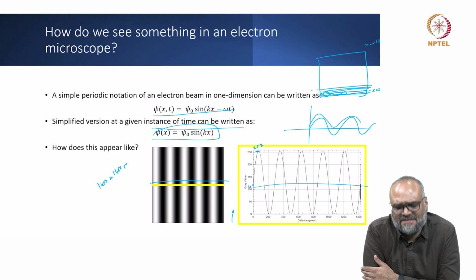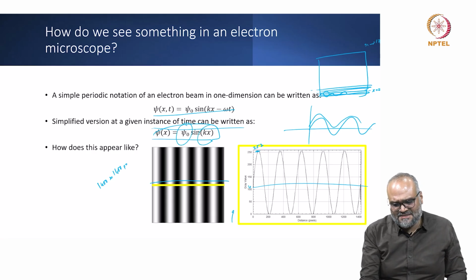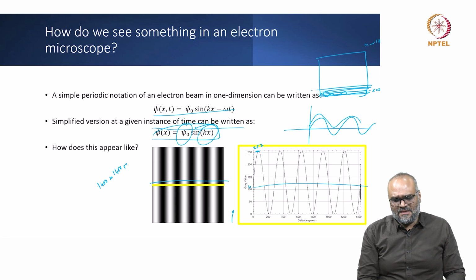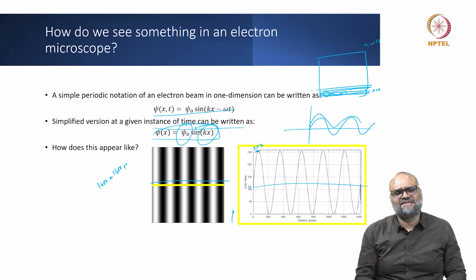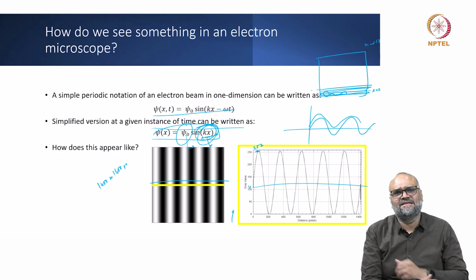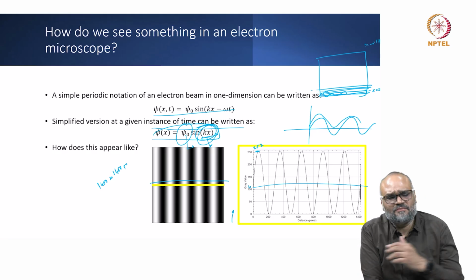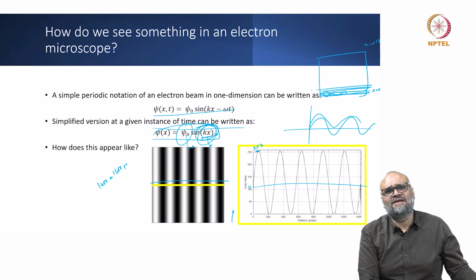Now, if I write this with an extremely simple notation as psi x is psi naught sin kx, let us see what happens to this image when I vary each of these parameters. When I represent a wave with this kind of a notation, I call this the amplitude and I call this the frequency, or this term entirely inside here is called the phase of the sinusoidal waveform.